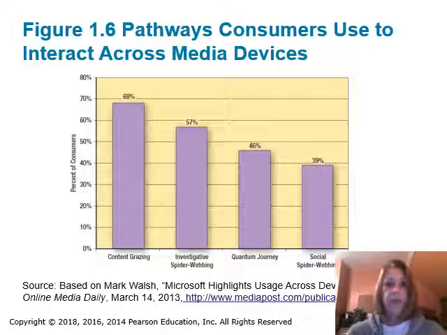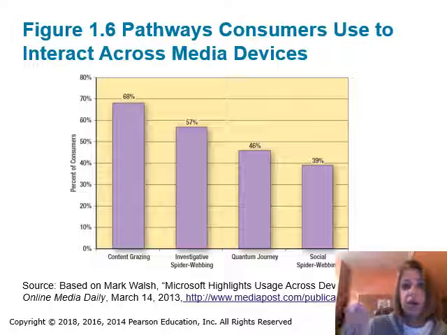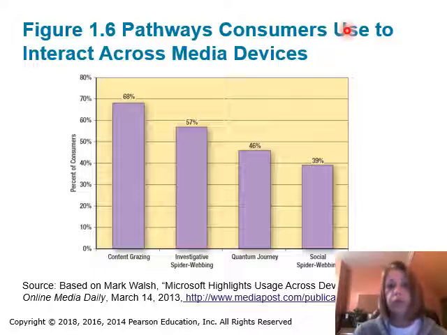In a survey by Ipsos, consumers were asked how they integrate across multiple platforms. Content grazing is the most frequently used method at 66%. Social spiderwebbing is the least used at 39%. Respondents were able to select more than one method of interacting, thus producing percentages that added up to more than 100%.